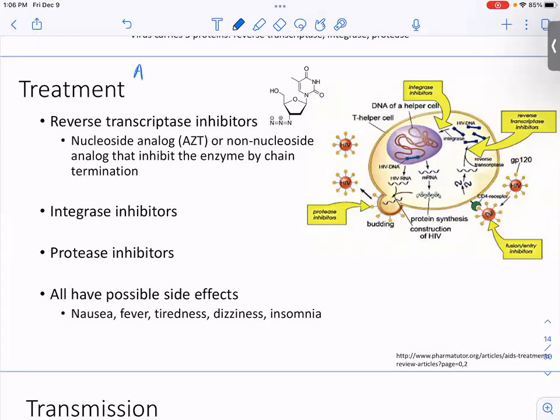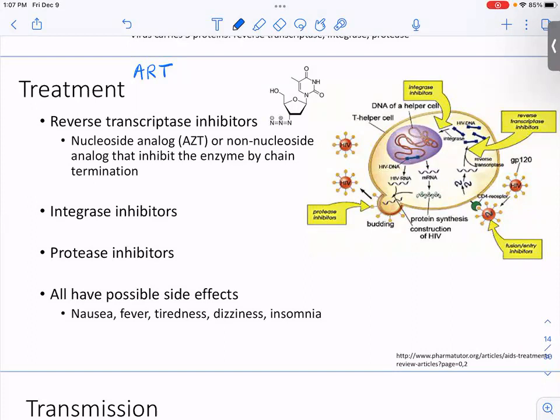ART, antiretroviral treatment. HIV patients have to be on a lot of medication in order to keep the replication of that virus down. Usually patients are taking at least 3 different drugs. These are the most common mechanisms of those drugs. They're going to target one of those 3 different enzymes.